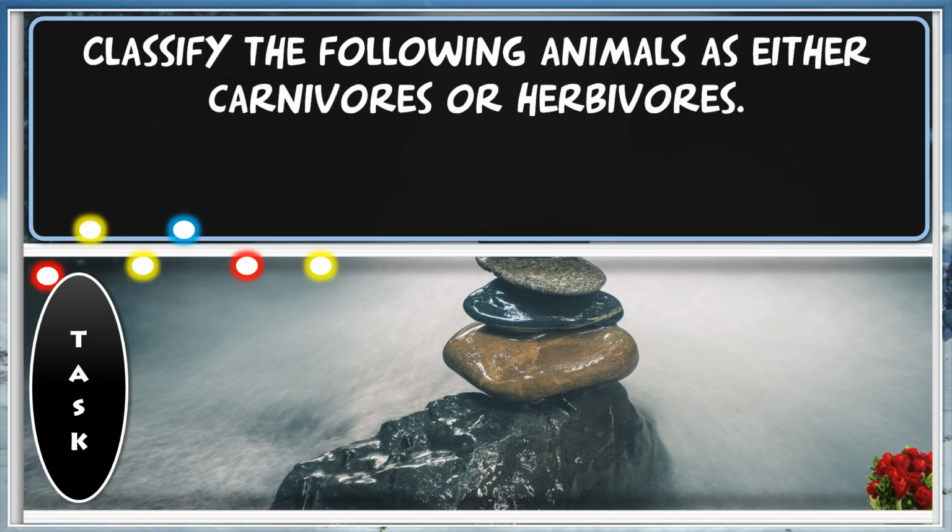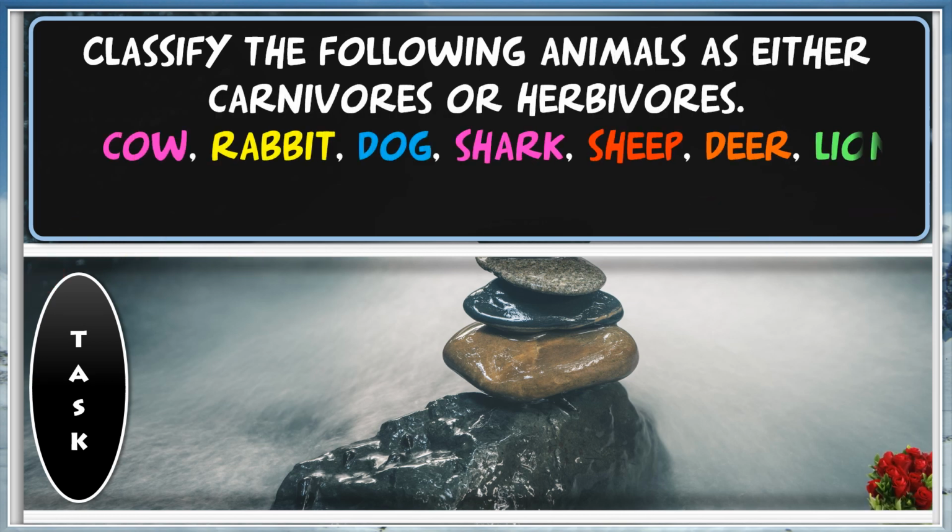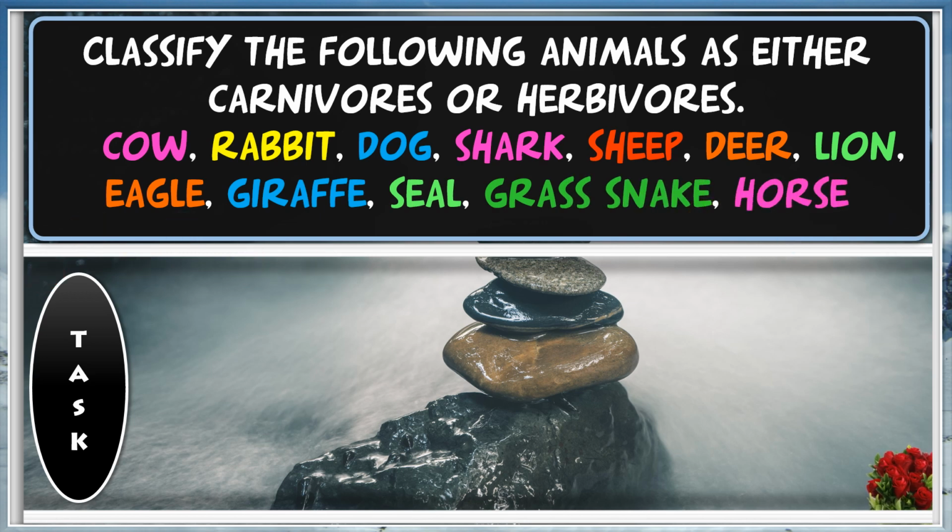Classify the following animals as either carnivores or herbivores: cow, rabbit, dog, shark, sheep, deer, lion, eagle, giraffe, seal, grass snake, horse.